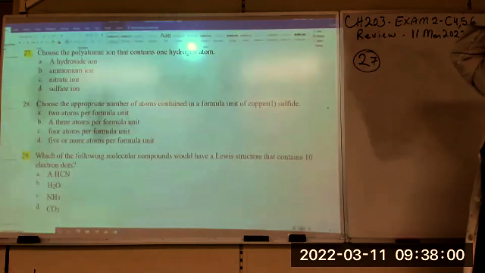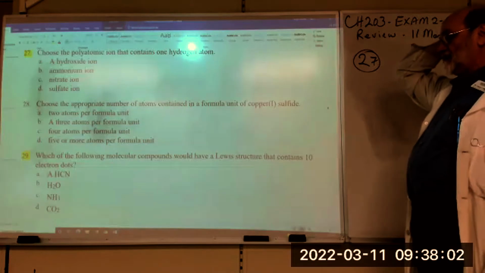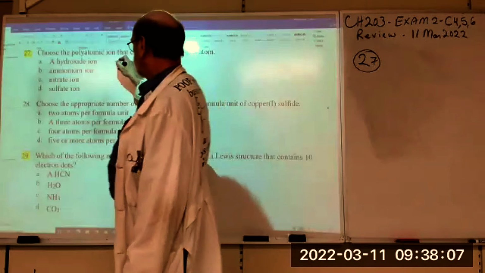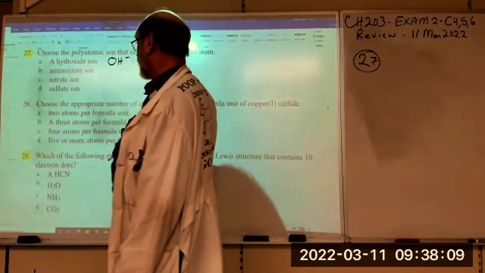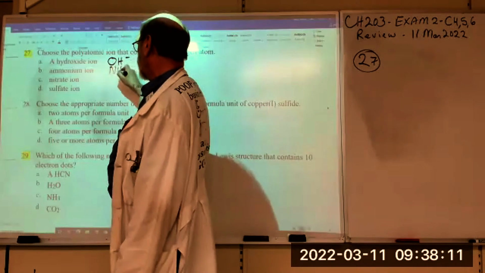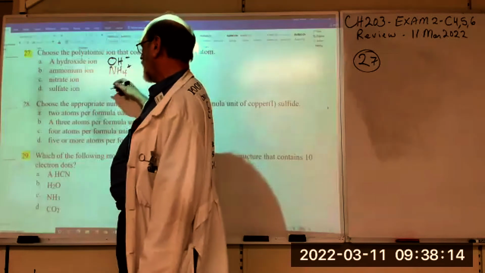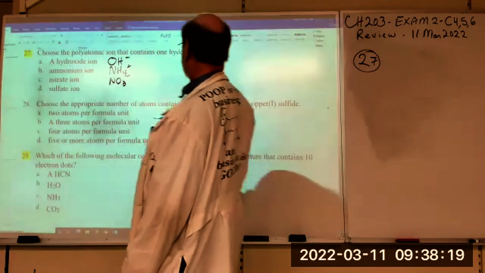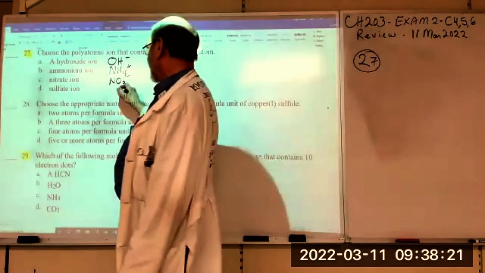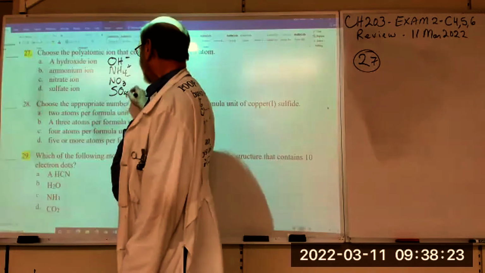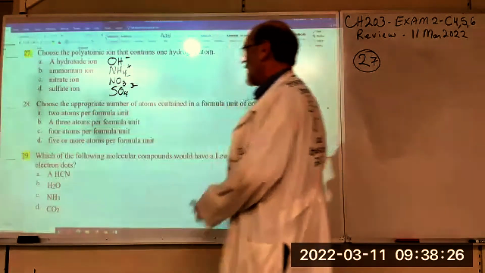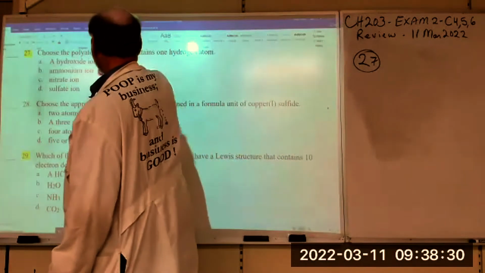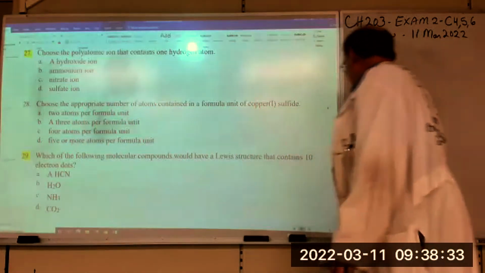Choose the polyatomic ion that contains 1 hydrogen atom. Well, let's see. OH minus, one hydrogen. NH4 plus, four hydrogens. NO3 minus, no hydrogens. Okay. Sulfate, no hydrogens. So hydroxide has to be it. That was 27.